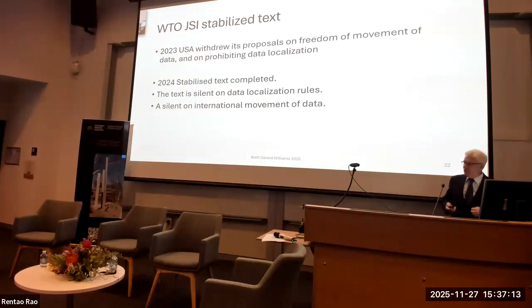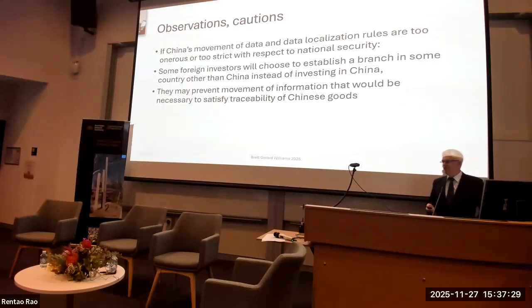Then the WTO joint text came out, which was completely silent on these rules. So you can see the parties are a little bit all over the place in the types of rules that they've adopted and in the types of treaty provisions that they're prepared to sign on to. What you can see is that China's rules are a little bit harder to comply with than other countries' generally.